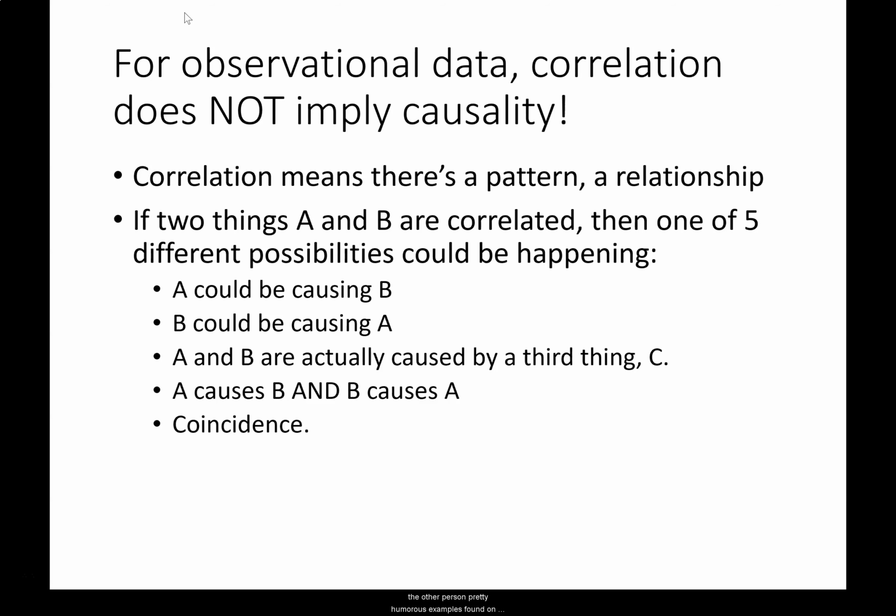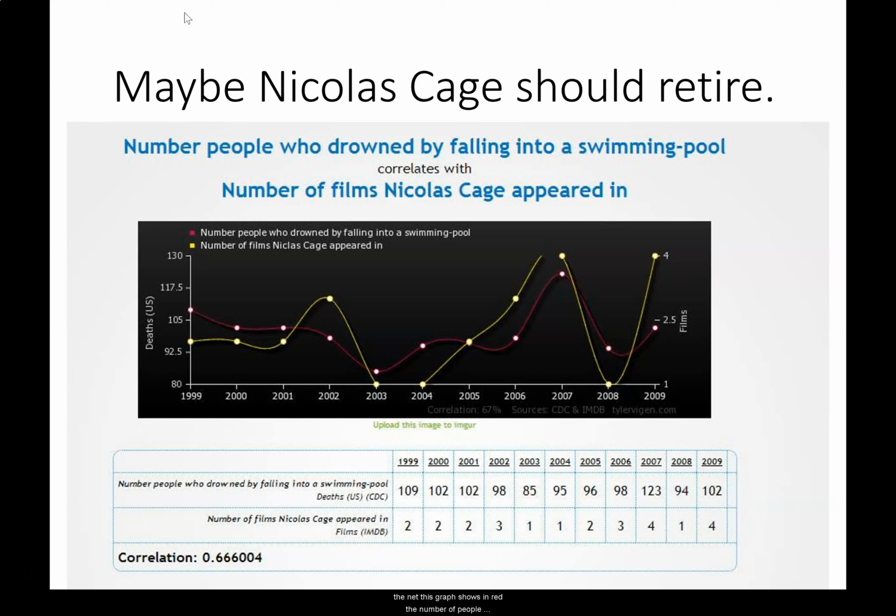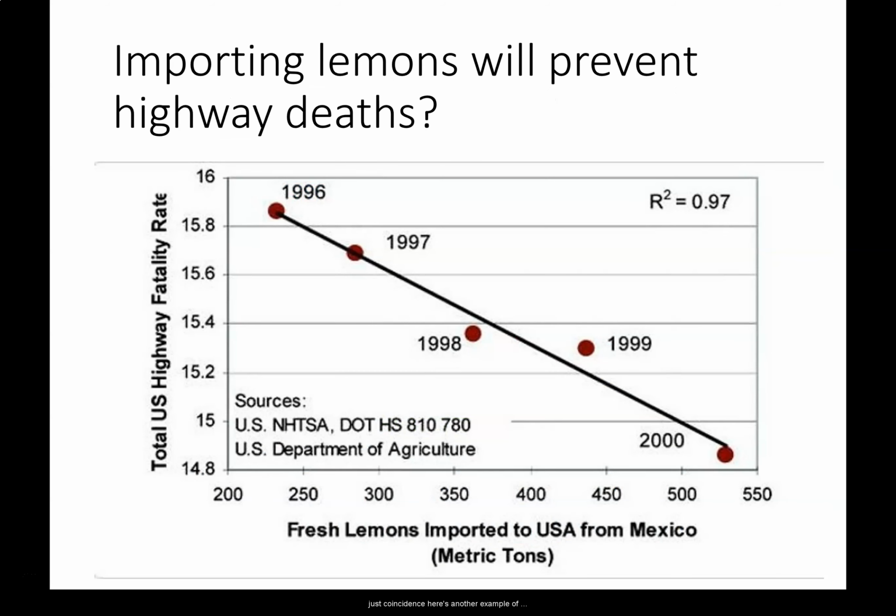Here's some pretty humorous examples found on the net. This graph shows in red the number of people who drowned by falling into a swimming pool, and in yellow the number of films that Nicolas Cage appeared in those years. And you notice the two graphs look very similar. In chapter 10, we're going to talk about this correlation number down here. The closer it is to 1, the better the two data sets are correlated. So 0.66 is pretty close to 1. They're pretty correlated. So no, Nicolas Cage shouldn't necessarily retire. He's not causing people to drown by falling into a swimming pool. But we have this odd relationship happening between the two variables. It's just coincidence.